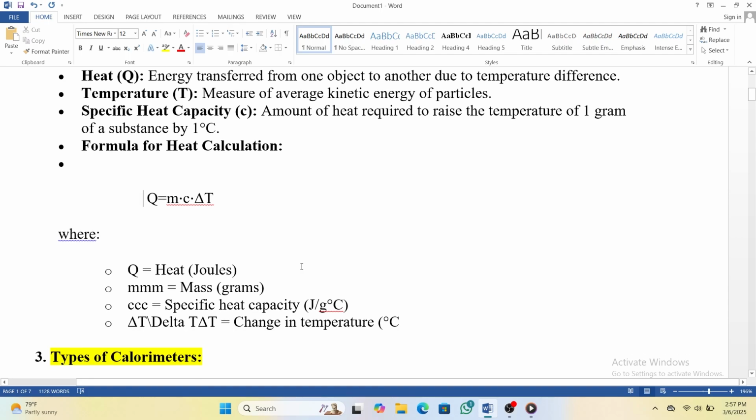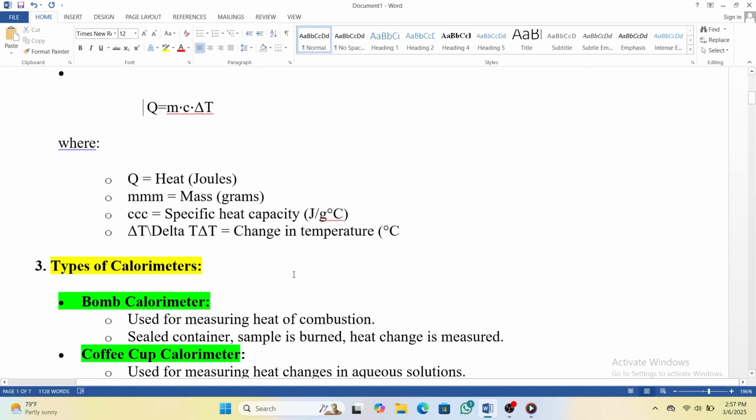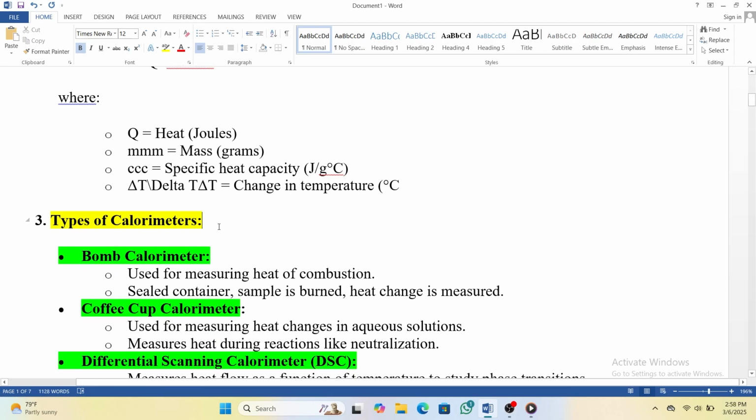Formula for heat calculation: Q equals mc delta T. Where Q equals heat, joules. m equals mass, grams. c equals specific heat capacity, J/g°C. Delta T, ΔT, equals change in temperature, °C.